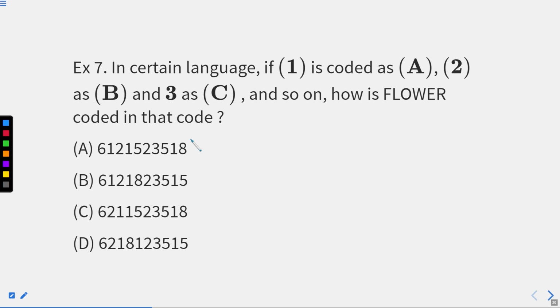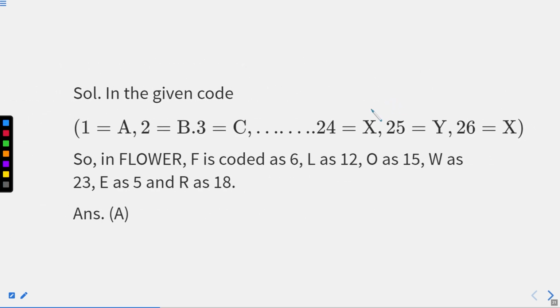Here we are using the place value again. It is clearly mentioned in the question that 1 is coded as A, 2 is coded as B, 3 is coded as C. Now the word flower. So you must be aware of the place value of each and every letter, right? I have already discussed many times about the place value. So we'll directly jump to the answer part.